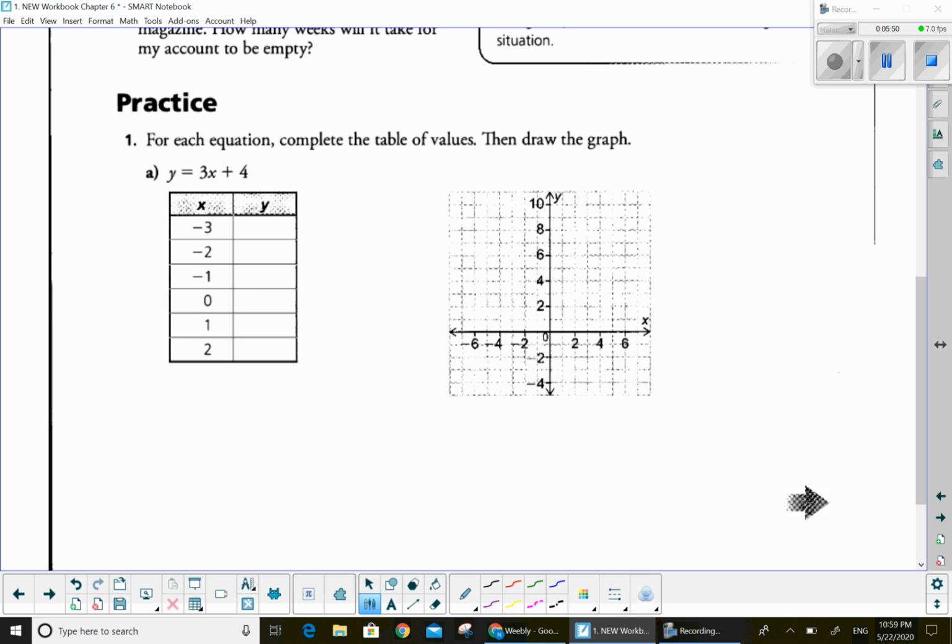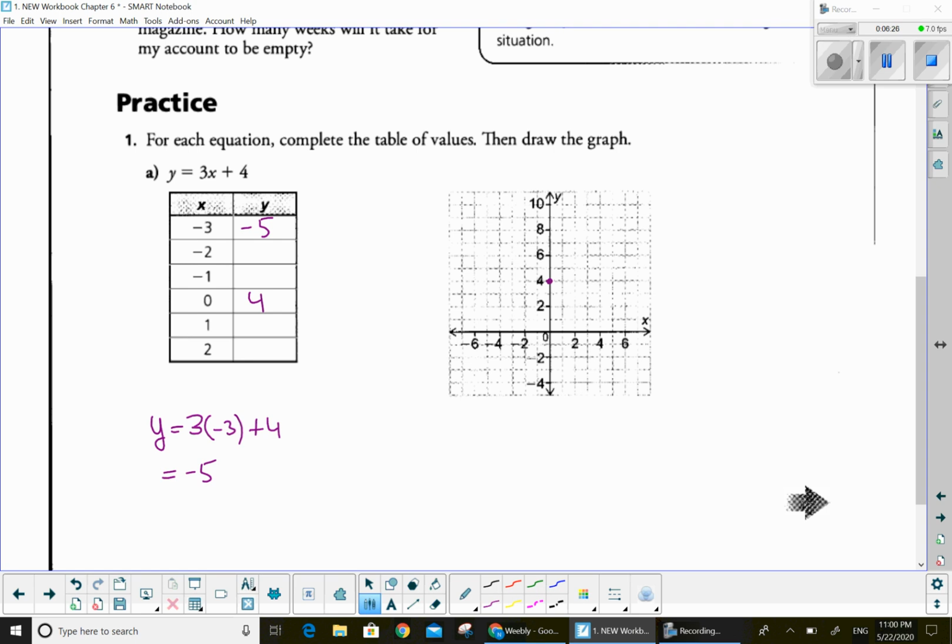So that means here, there's a point. So when x is 0, y is 4. So I can enter that here right away. And now I can create a table of values a few other ways. I can use substitution, so I can substitute negative 3 in the equation. y equals 3 times negative 3 plus 4. 3 times negative 3 is negative 9, plus 4 is negative 5. So it would be negative 5.